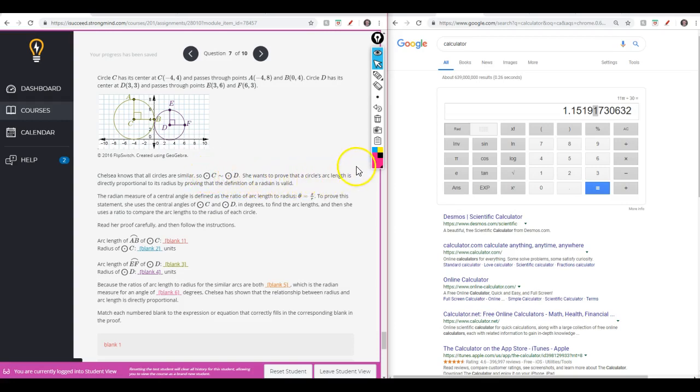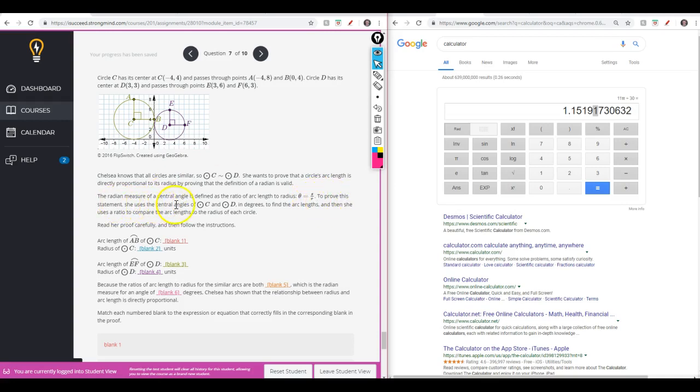She wants to prove that a circle's arc length is directly proportional to its radius by proving that the definition of a radian is valid. The radian measure of a central angle is defined as the ratio of the arc length to the radius. Theta is equal to S divided by R, where S is the arc length and R is the radius.